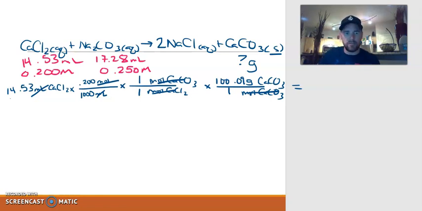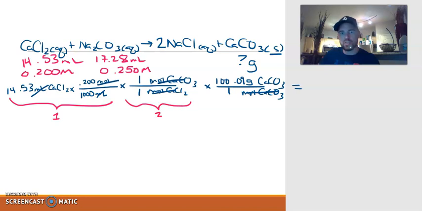Now before I calculate the final answer, I want you to see what we did here. This right here was step 1 of stoichiometry, convert to moles. This right here was step 2, use the mole ratio. And this right here was step 3. We just did that to convert to a desired unit, which was grams. It's always the same 3 steps with stoichiometry. So, with that being said, let's figure out what our answer would be just for this part right here.